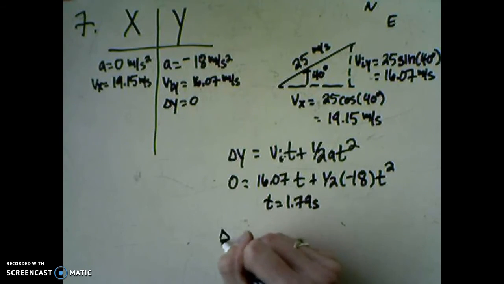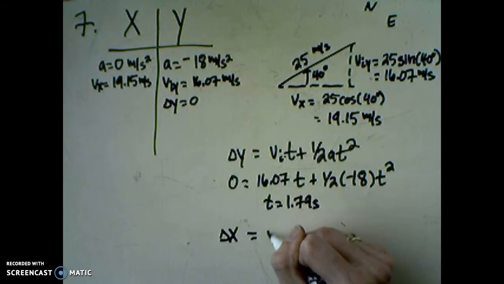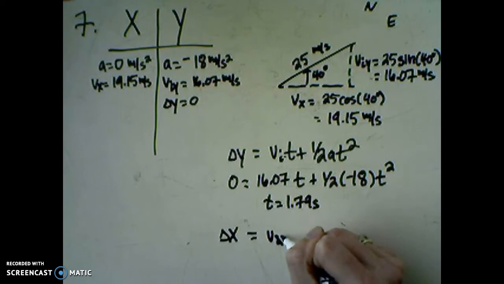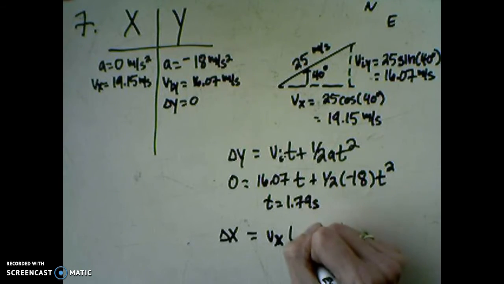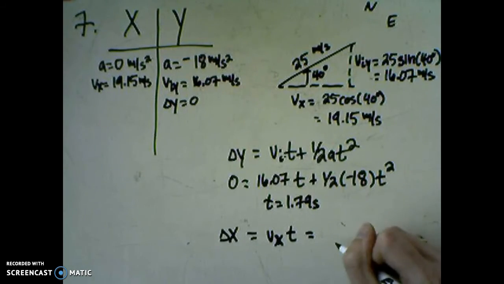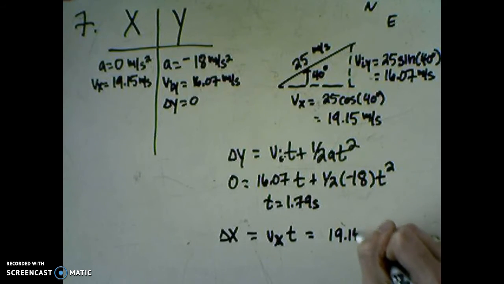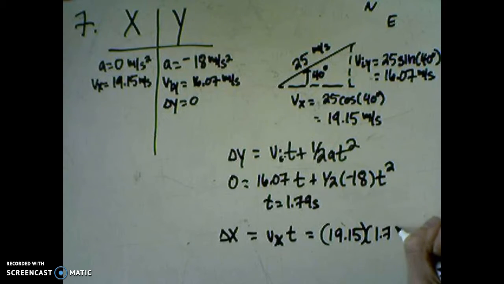And then to figure out the range, I'm going to plug that into delta x equals vi, or rather vf, or vx, because again it doesn't change, times time. My x velocity was 19.15 times my time of 1.79 seconds gives me a delta x of 34.28 meters. That is the range that this projectile flew on G's home planet.